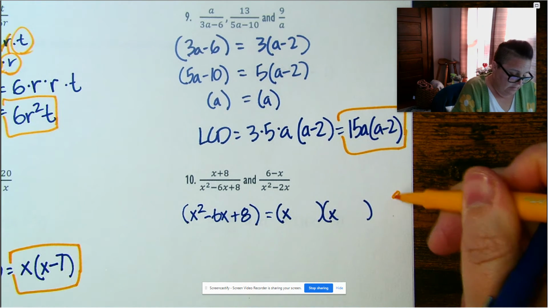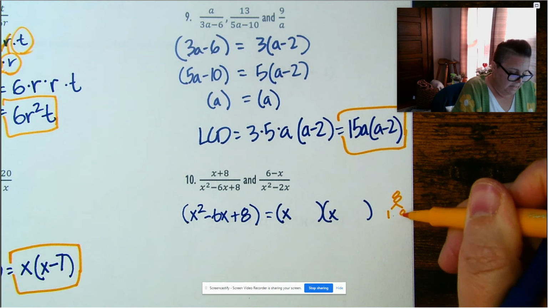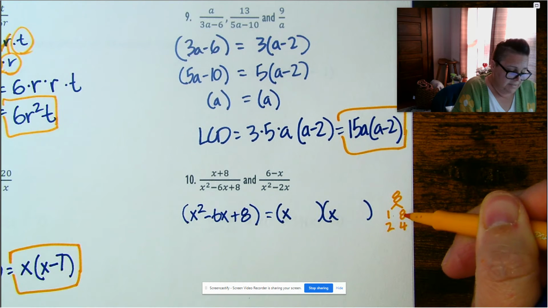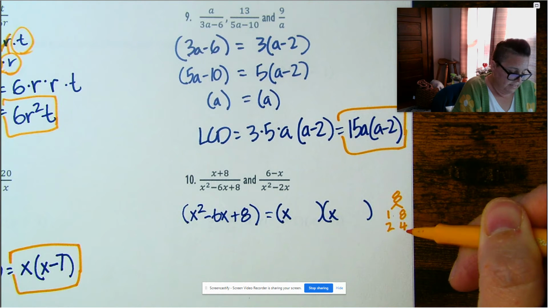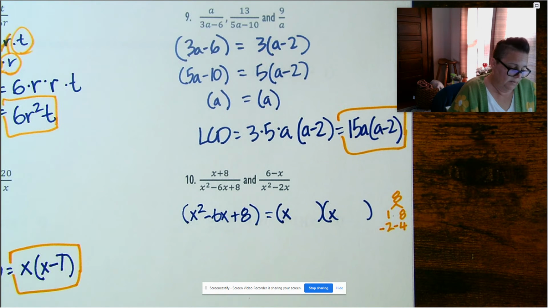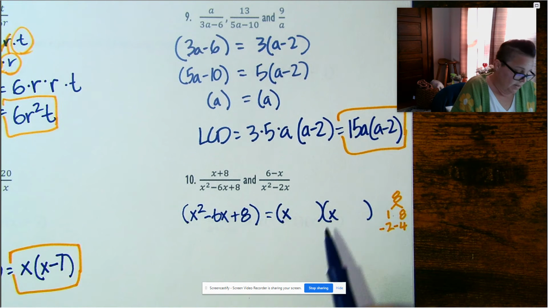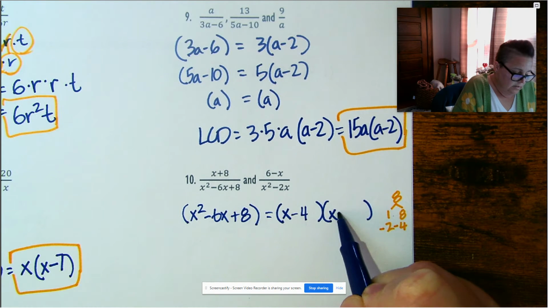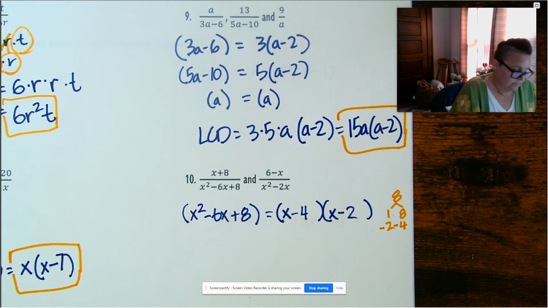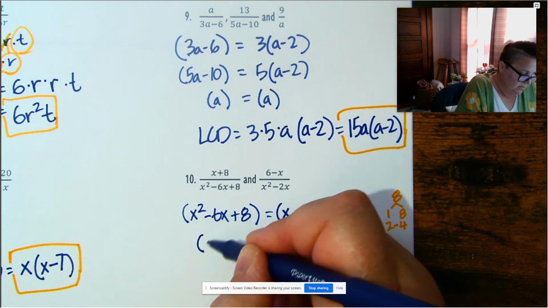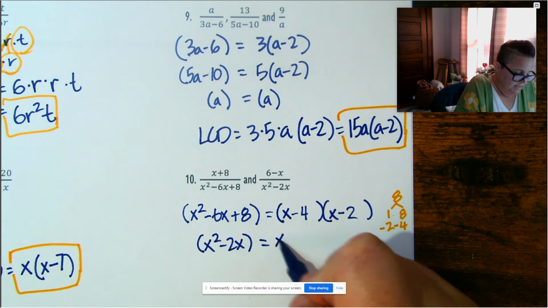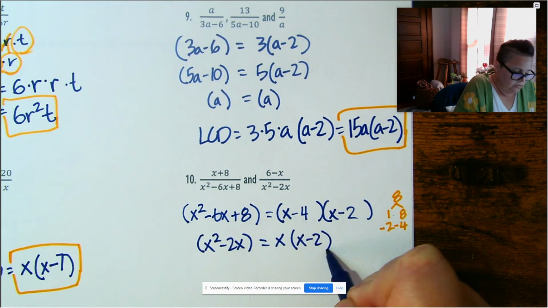For an 8, it could be a 1 and 8. It could be a 2 and 4. 1 and 8 is 9, so that's not it. But 2 and 4 is 6. I need it to be a negative 6, so that would have to be a minus 2 and a minus 4. Negative times a negative is still positive, so this would be x minus 4, x minus 2. I might have put them differently, but that's okay. That is now factored. My second denominator is x squared minus 2x. I can pull an x out of this, and I'm left with x minus 2.